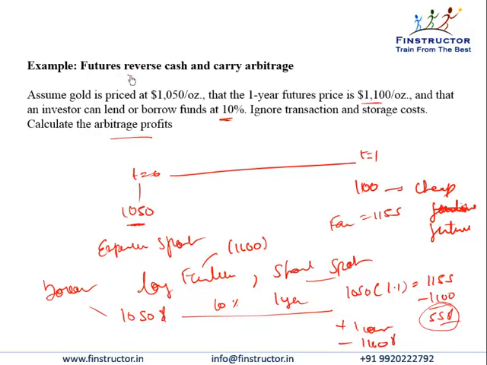This is called reverse cash and carry arbitrage, when you long futures and short spot. Cash and carry arbitrage is when you long spot and short futures.